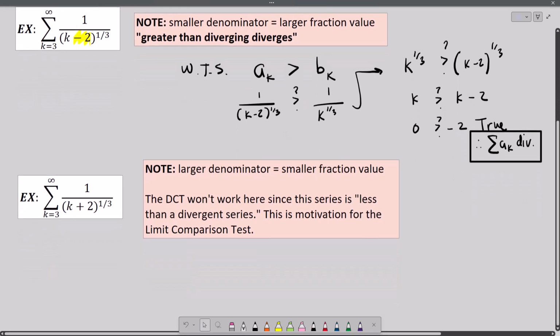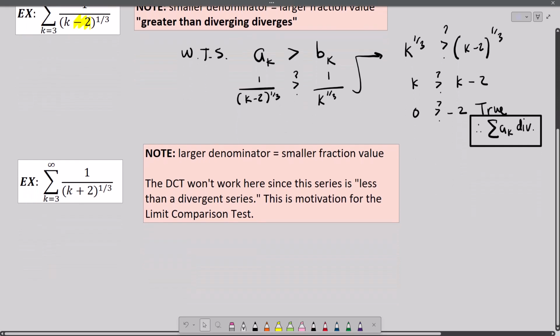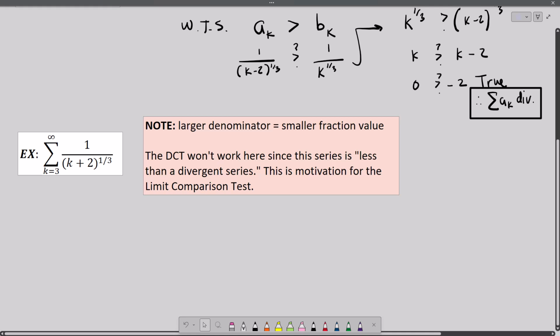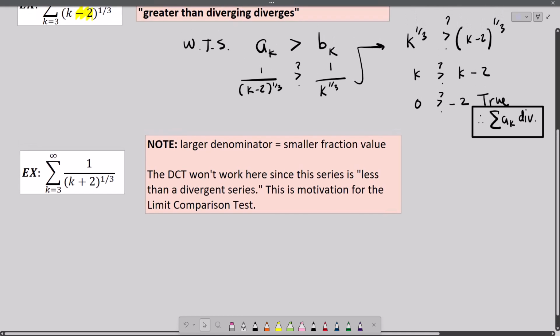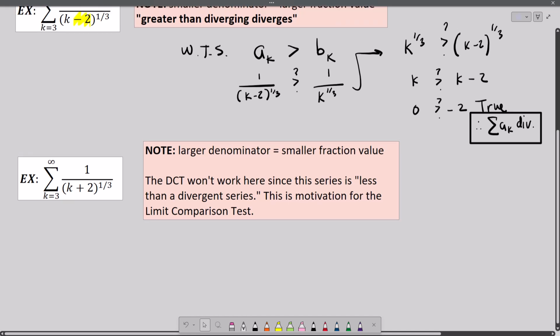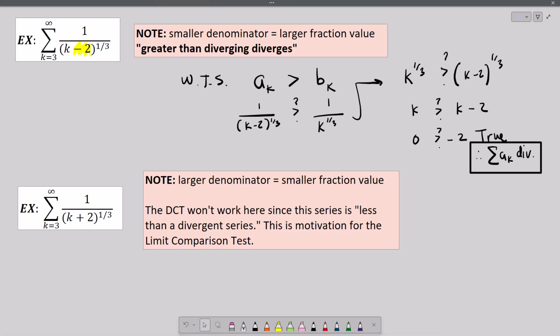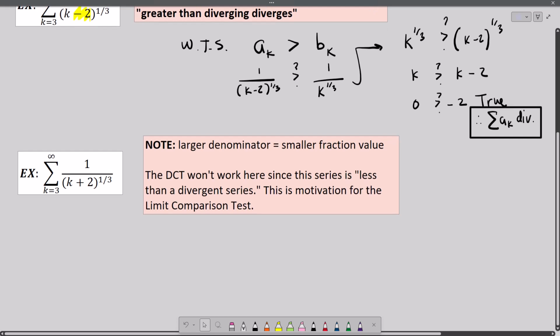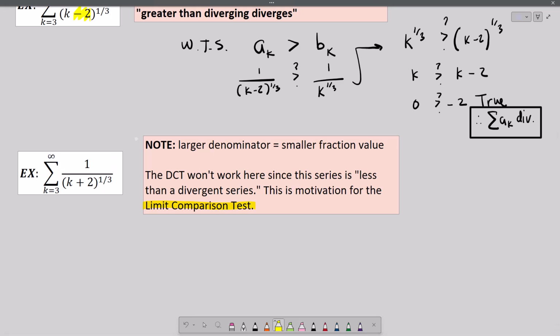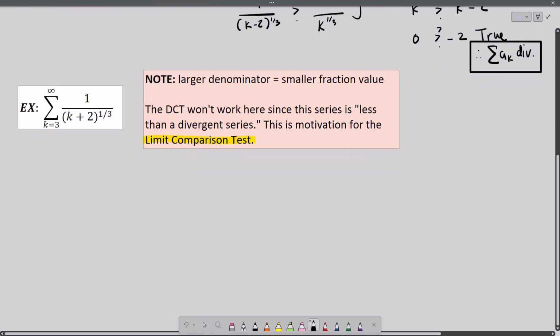But then we have this similar thing to what we just talked about a minute ago right here. We're not going to be able to show that the inequality here is the way we want it to be. Certainly, adding 2 or subtracting 2 is not going to really change anything. This one's going to diverge also. But we will not be able to show that it's diverging by the direct comparison test because we're going to get a false inequality here. And if we get a false inequality, again, that's going to be motivation for the limit comparison test. So let's just show that we get a false inequality here.